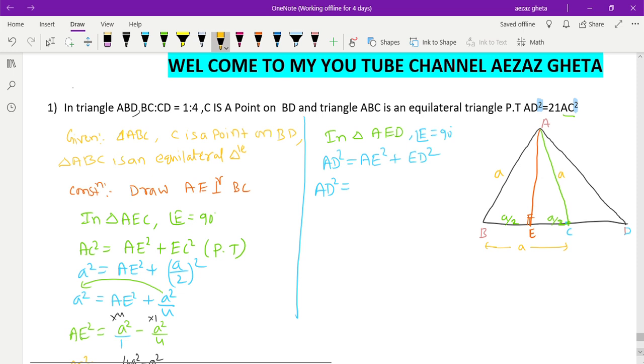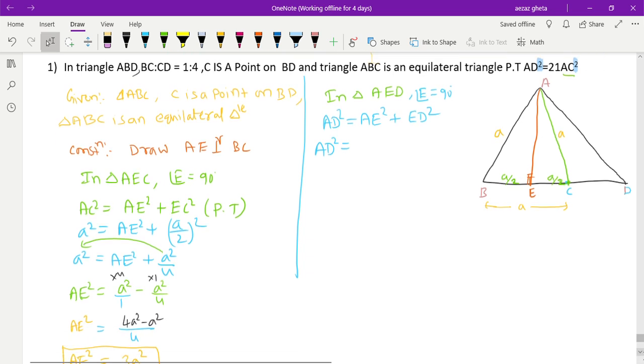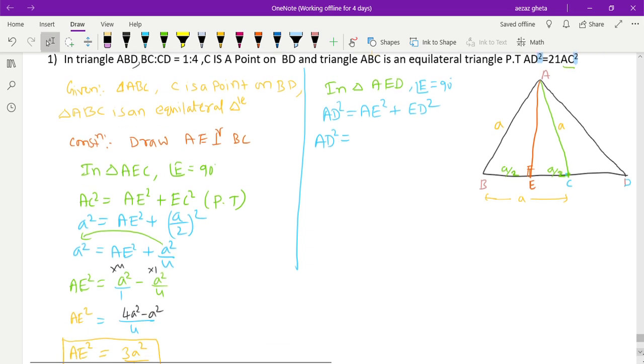Now see AD square. What value did you get? Just now we have found AE, right? AE square is equal to 3a square by 4. So in the place of AE square you can write 3a square by 4. And ED contains EC plus CD, right? So EC is how much? a by 2. And CD is how much? We don't know CD, right?